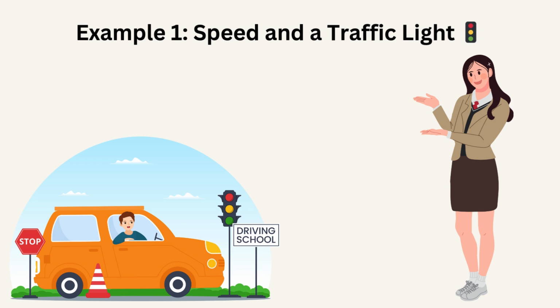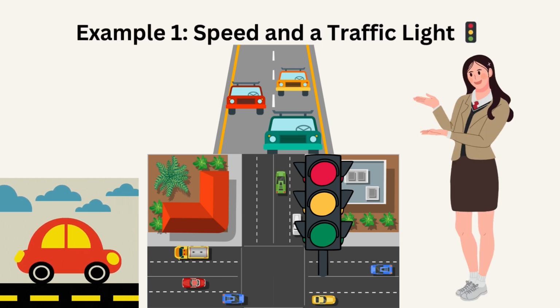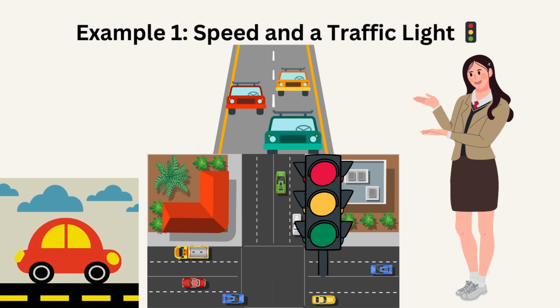Example 1: Speed and a traffic light. Imagine you are driving toward a red traffic light at an intersection. As you get closer, you gradually slow down. Right. Okay, wait. Let me explain with 3 different speeds.